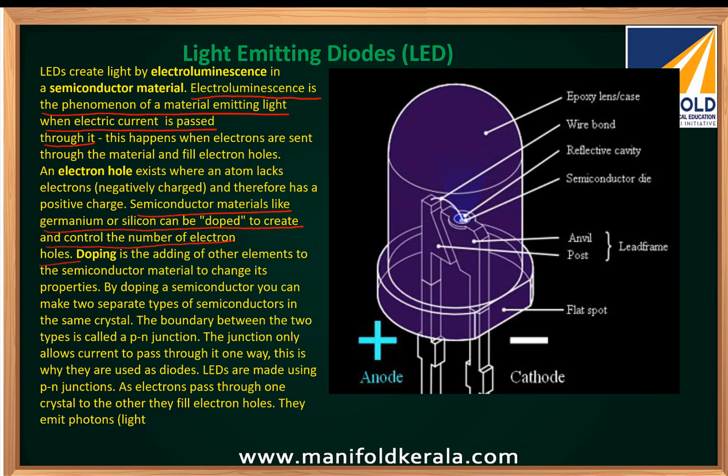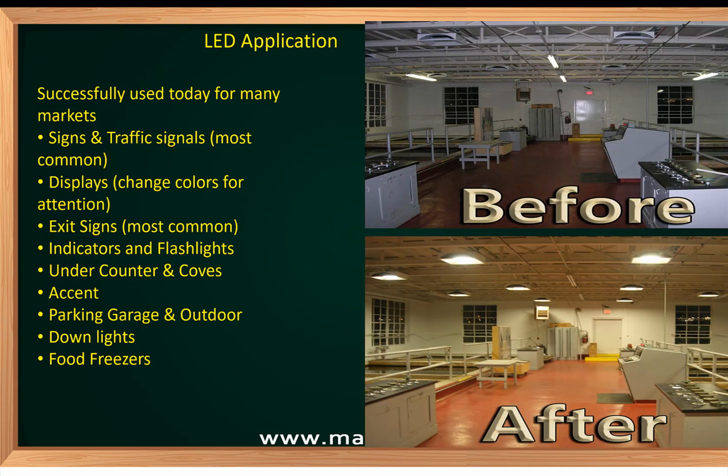Understand? So that is what they are explaining. So as the electrons pass through one crystal to the other, they fill the electron holes, they emit light in the form of photons. Understand? They emit energy in the form of light. That is the electroluminescence. So LED applications, you can see in the image, when the fluorescent tubes are replaced with LED, how different is the illumination.